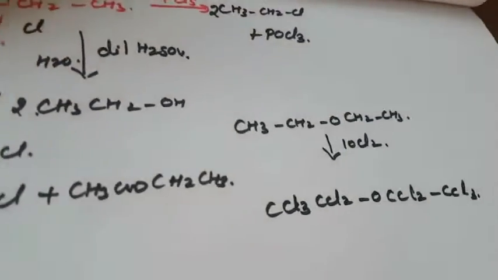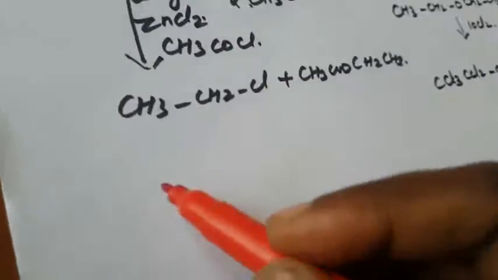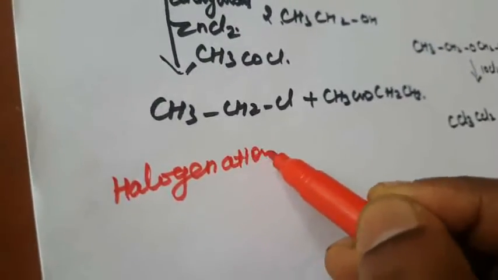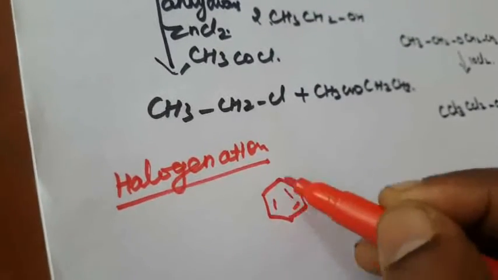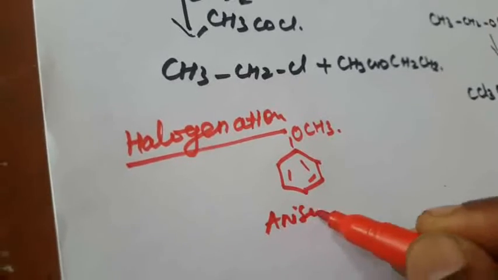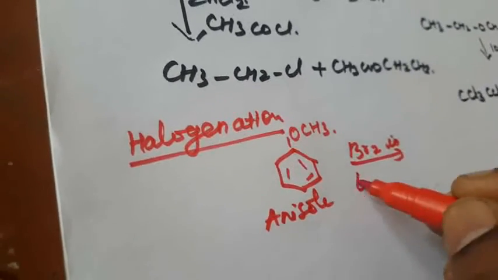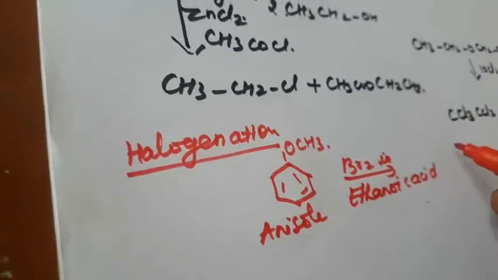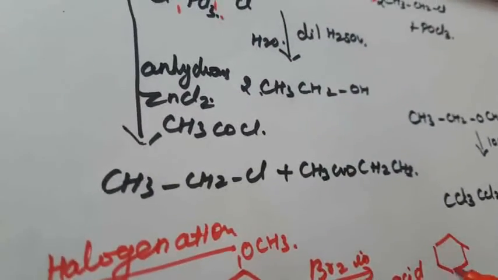Next one is aromatic substitution of ether. First one is halogenation. What is meant by halogenation? Addition of halogens. What is this compound? Anisole, OCH3. This is called anisole. Anisole in the presence of bromine in ethanoic acid, where ethanoic acid is used as a catalyst, gives the ortho and para bromo products.